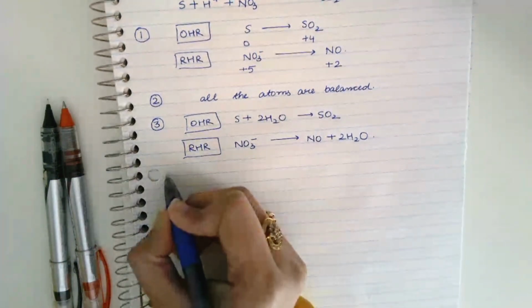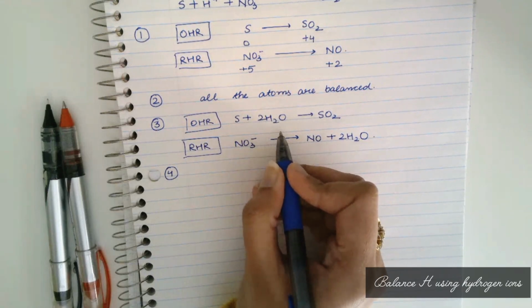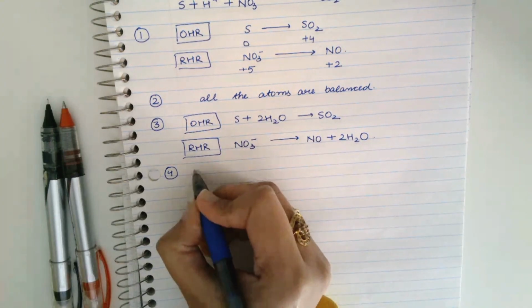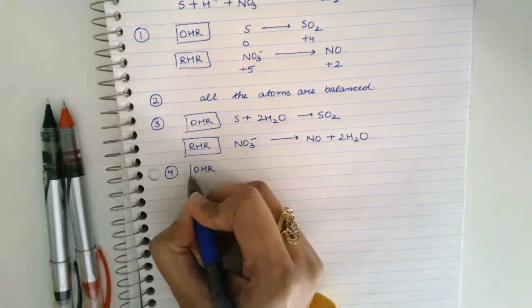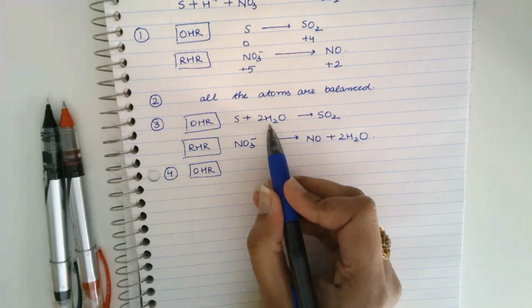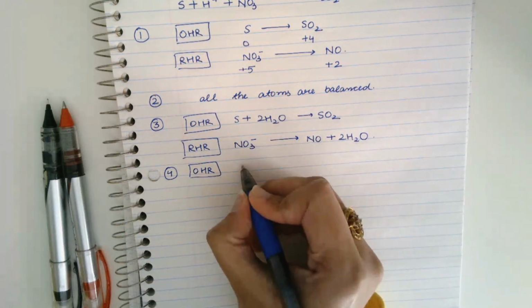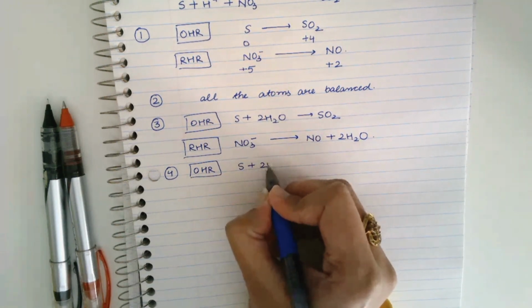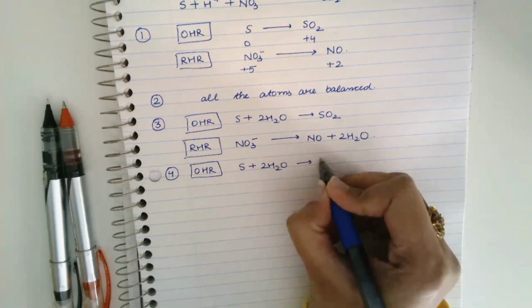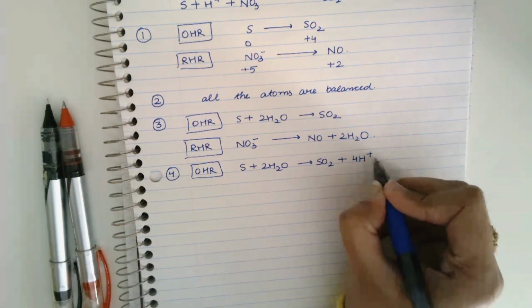The fourth step is to balance the hydrogen atoms by adding hydrogen ions. For the oxidation half reaction, we have four hydrogen atoms. That means we are going to add four hydrogen ions on the right side. So the equation will be S plus 2H2O gives SO2 plus 4 hydrogen ions.